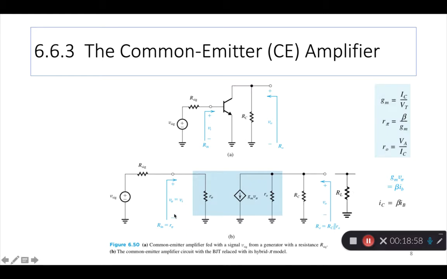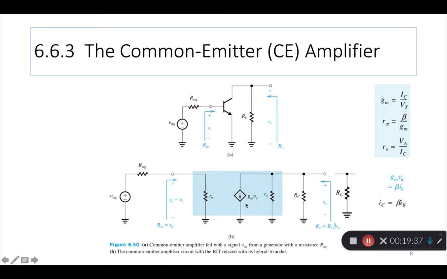So if you replace this NPN transistor with the small signal model, this is what the circuit becomes. And we know that the input voltage is sometimes also shown as V pi. So Rin in this case is R pi. The output resistance Ro is a parallel combination of RC and small ro, which is the internal output impedance.